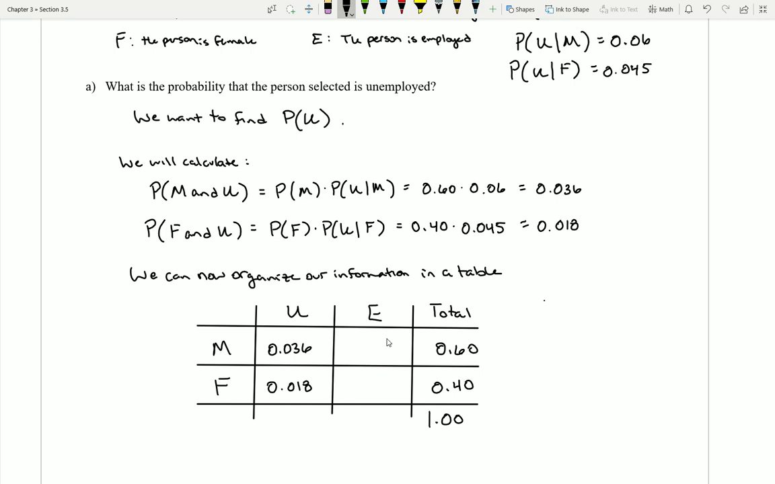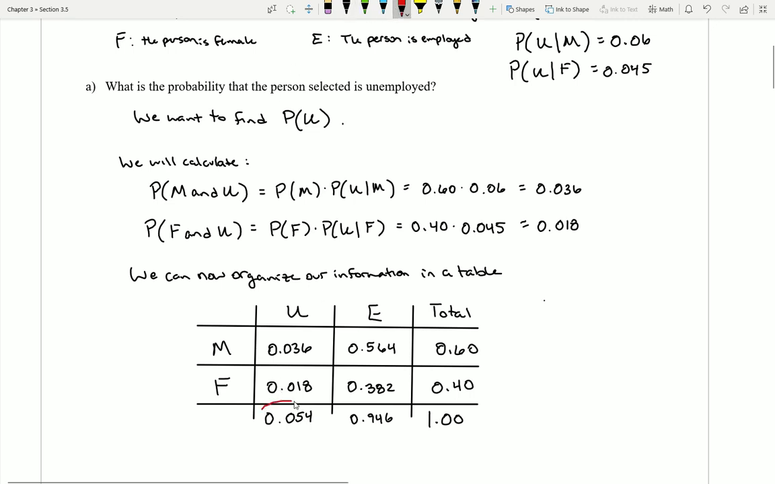Notice I can now even start to add across and down, and I can get a whole bunch of other values in here. So this value here should be 0.564. Notice because when I add across, I get back to 0.60. This value in here should be 0.382. If I add down this column, I'm going to get 0.946. Ooh, and notice if I add down this column, I'll actually get the total percentage of people that are unemployed, and that ends up as 0.054.